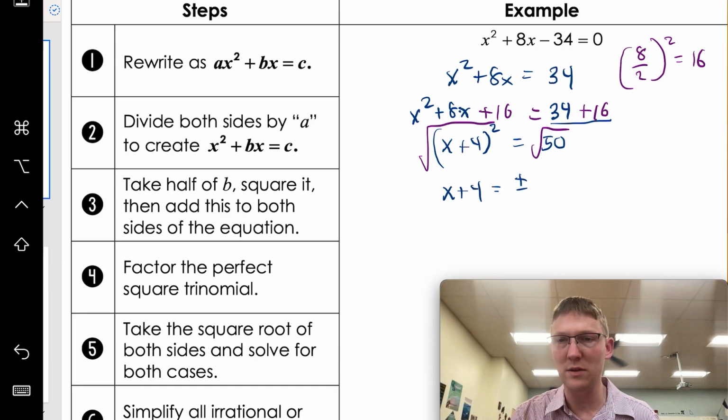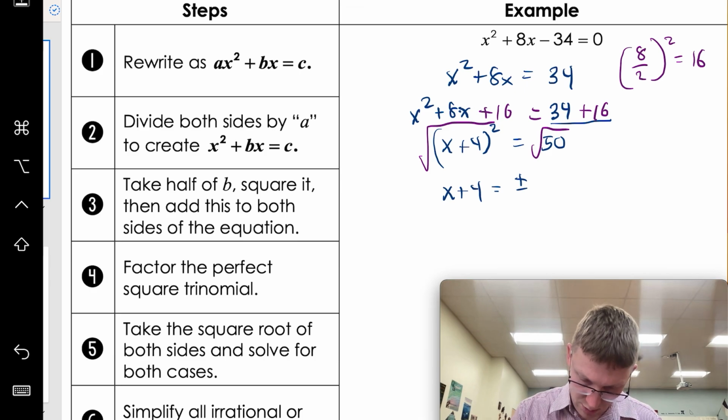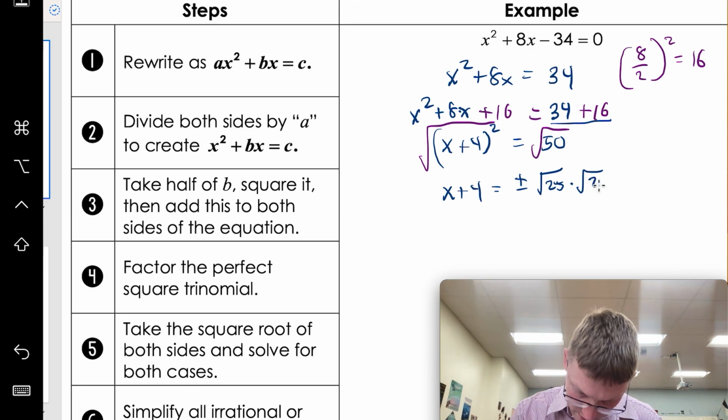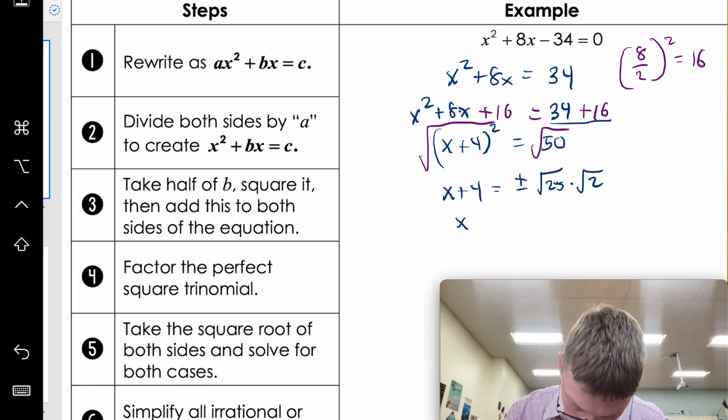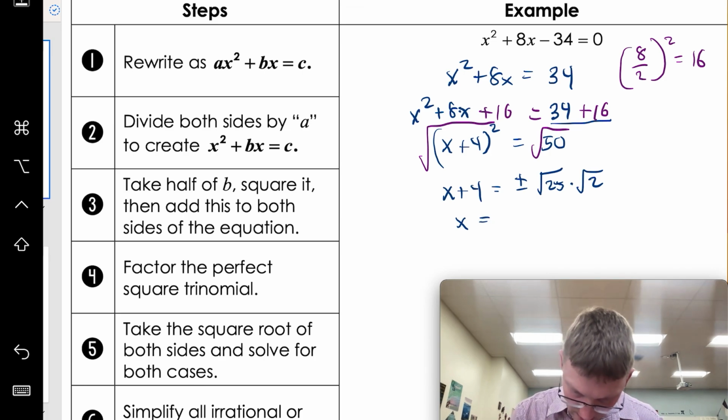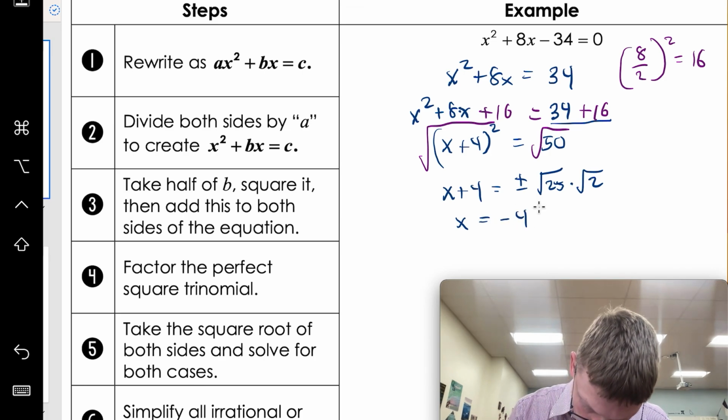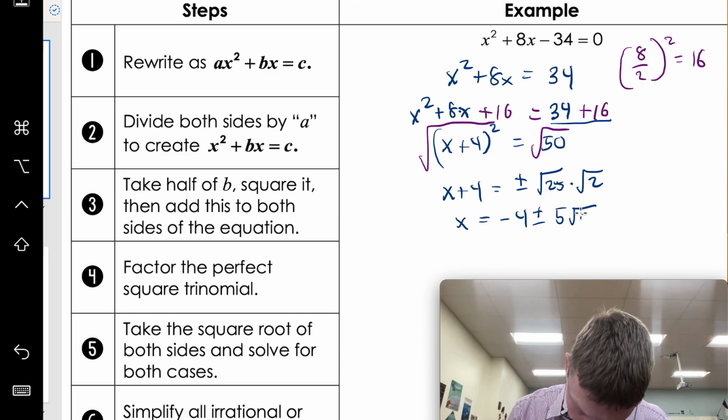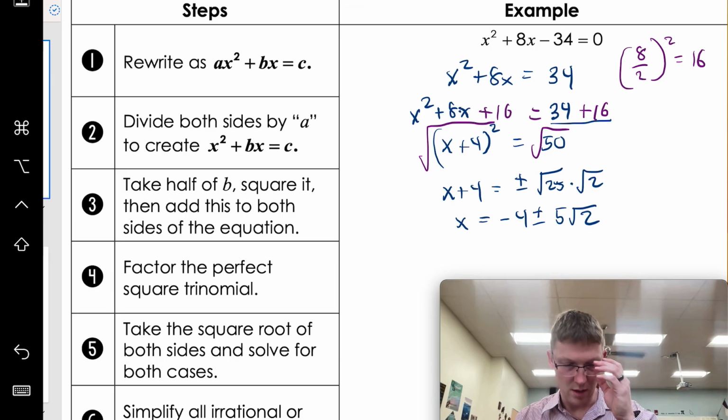Is that something nice? It's not. So we're going to divide that up into square root of 25 times square root of 2, just so we can simplify it. We move the 4 over. We have x equals negative 4 plus or minus 5 square root of 2.